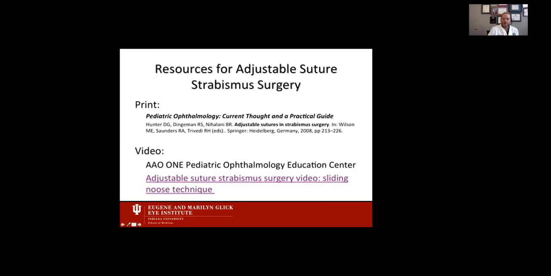All right, before we get to the video, if you want to read about this, I think there's a very nice chapter in Pediatric Ophthalmology: Current Thought and a Practical Guide. Dr. Hunter, who's a big proponent of adjustable sutures, has a very nice chapter in there. You can see it's about 13 pages long. It's a nice resource.